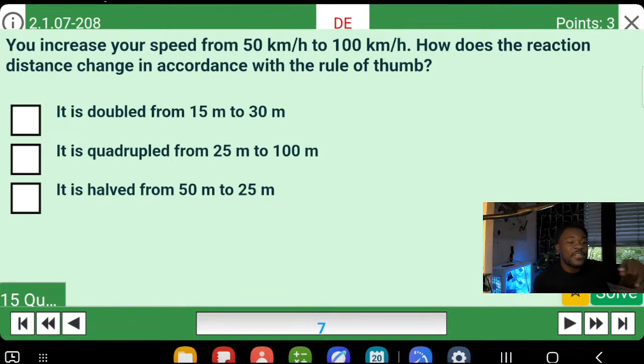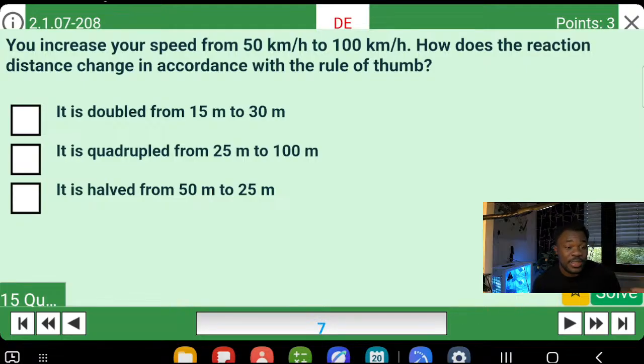You increase your speed from 50 kilometers per hour. How does the reaction distance change in accordance with the rule of thumb? The one we saw before, they talked about their braking distance. Right now, they give us a similar speed like before, but they're talking about something else. They want to trick you. Now, if you don't understand, you will never understand. Listen, there's a big difference between braking distance and reaction distance because they have two separate formulas to help us arrive at our final destination.